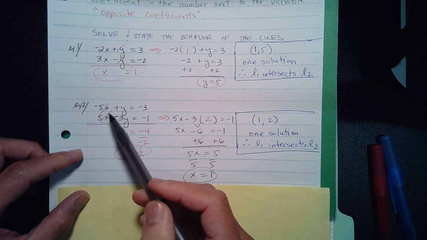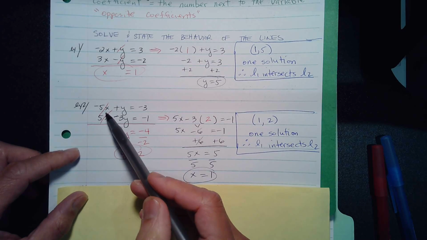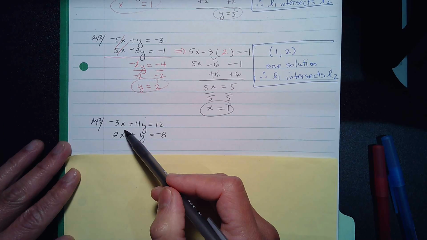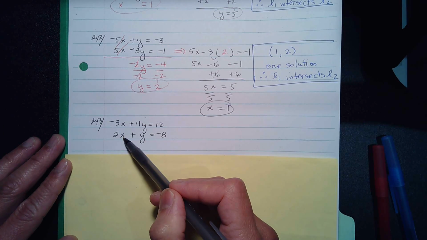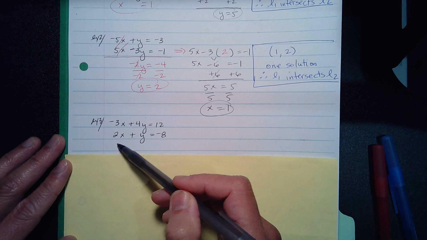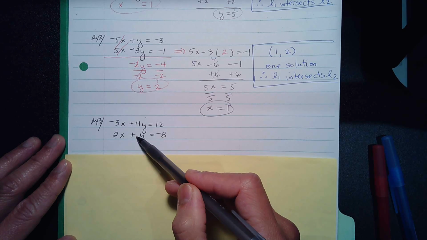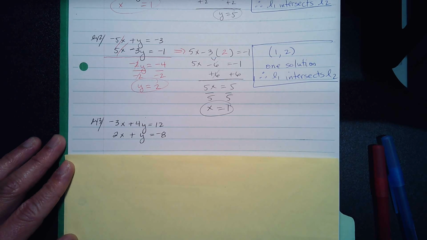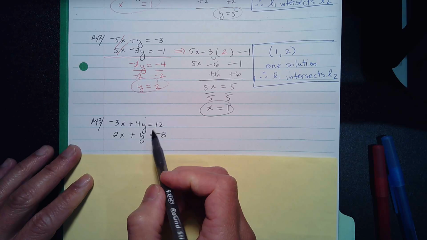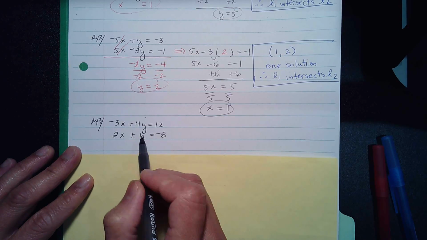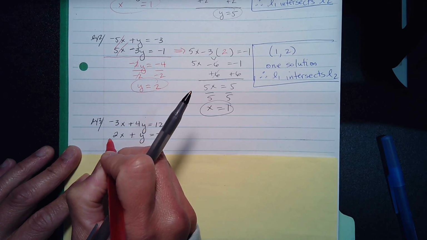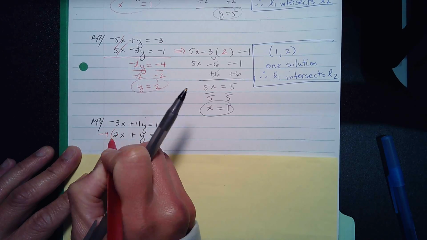So again, the key is look for opposite coefficients, and that's the variable we're going to eliminate. Now if we look at example 3, the coefficient of x is -3. The coefficient of x here is 2. We have opposite signs, but the coefficients aren't the same. We have +4, +1. What we could do is multiply this by -4, because if this is 4, I need to make this -4.